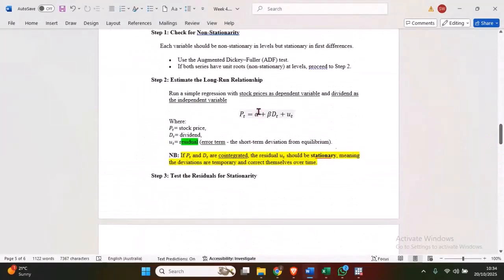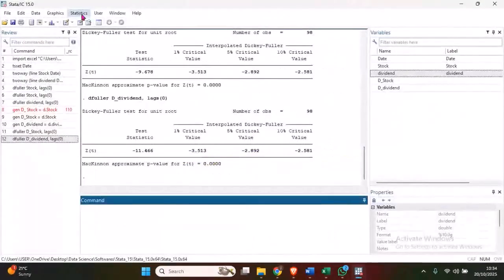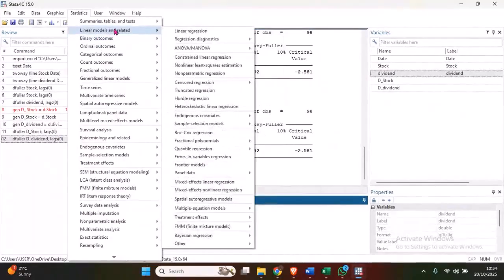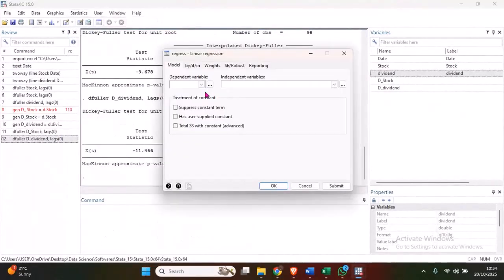Remember, this is what we are doing in this case. Now we are in step 2, estimate the long run relationship. You run a simple linear regression whereby we have stock and dividend. The reason we are running this simple regression analysis is that we are interested in the error term, so that we can test the stationarity of this error term. So we go to statistics, linear regression. Our dependent variable is stock, our independent variable is dividend, and then we click OK and you get the results.